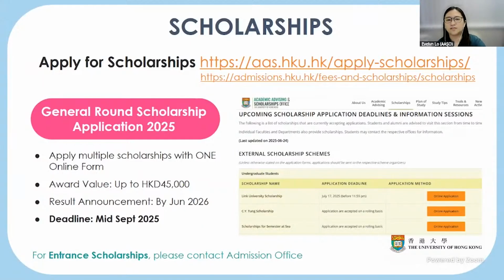For this general round, it is also possible that they look at your secondary school results. And so you could have a look. And because there are many scholarships that you're applying for, the result announcement could be as late as June of 2026. And for answering anything related to entrance scholarships, please contact the admission office for that part.